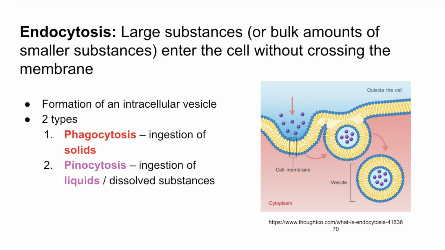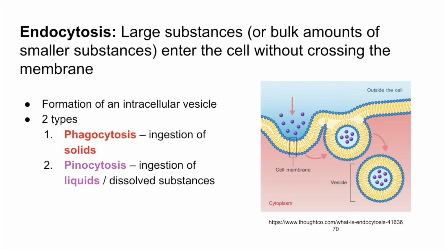In endocytosis, large substances or bulk amounts of smaller substances enter the cell without crossing the membrane. The material to be internalized is then surrounded by an area of cell membrane and sealed to form an intracellular vesicle containing it. There are two types of endocytosis. Phagocytosis, which is the ingestion of solids, or pinocytosis, which is the ingestion of liquids or dissolved substances.